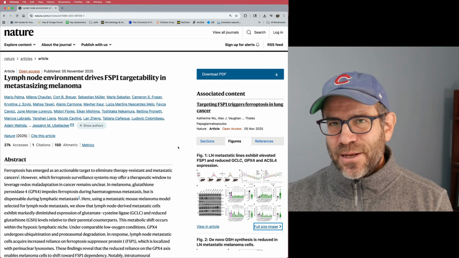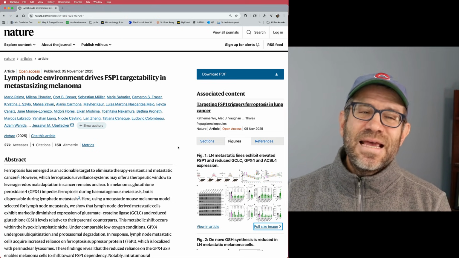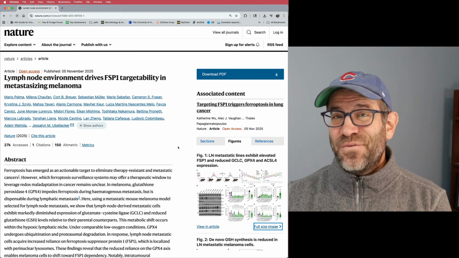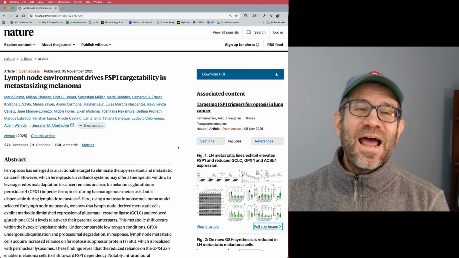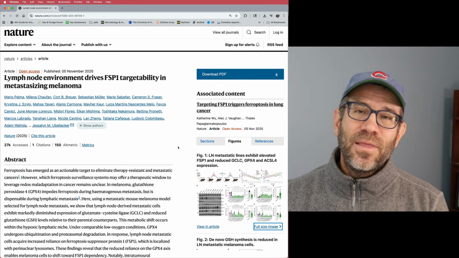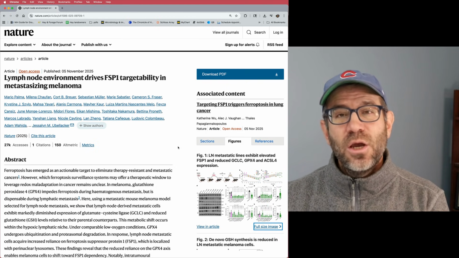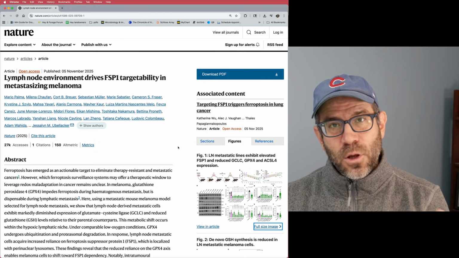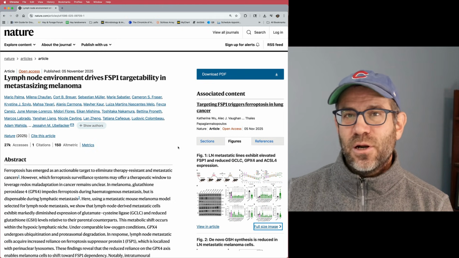So as flawed a metric as the journal impact factor is, the impact factor for Nature is 50. That is huge. We talked last week about a paper that was in the journal Nature Microbiology, which you might consider to be one rung below this. That journal had an impact factor of 20.